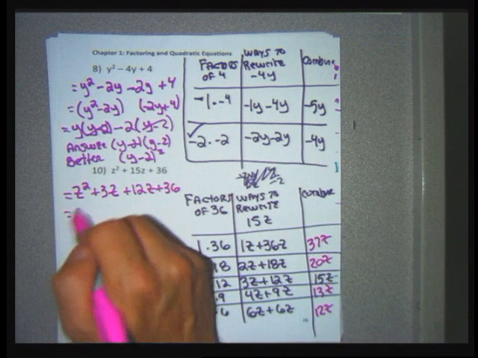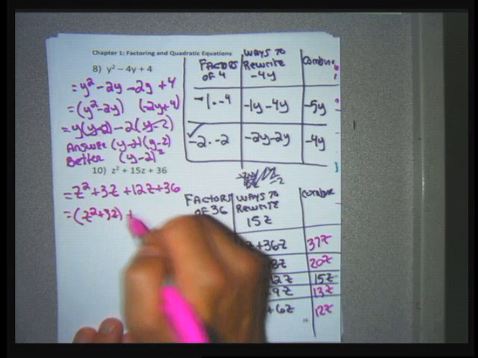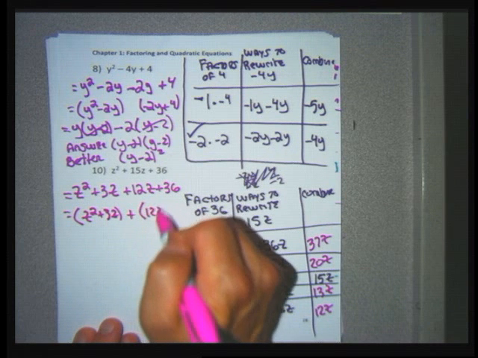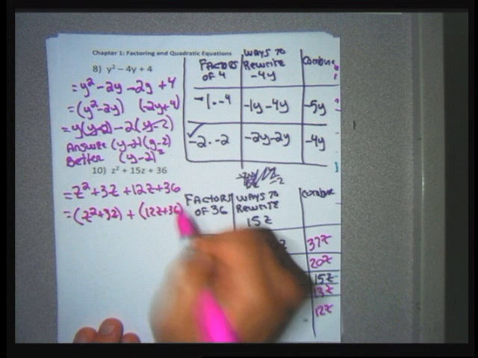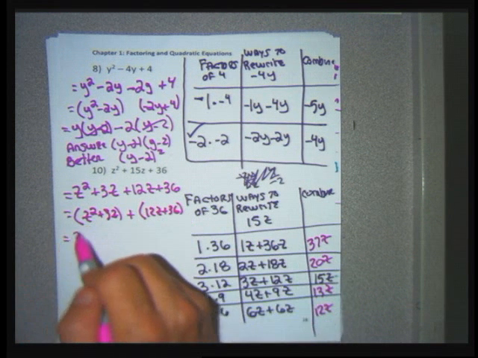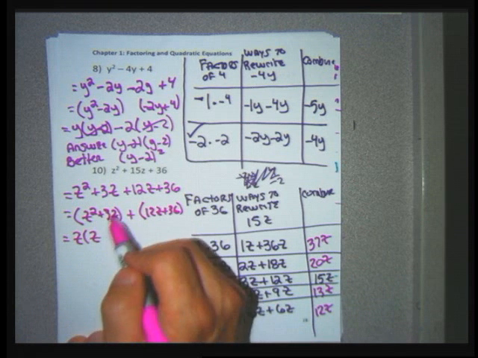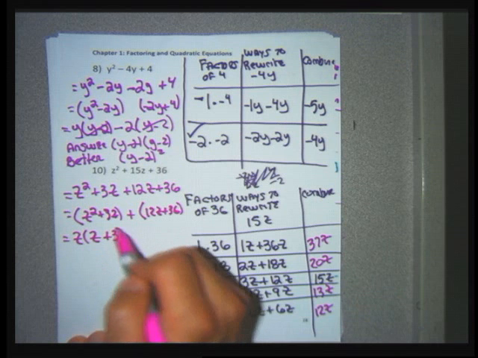I'm going to factor by grouping and go z squared plus 3z plus 12z plus 36. First pair, there's a common factor of a z. When I factor out the z, I take 1z away from the z squared, I'm left with a z. I take 1z away from the 3z, I'm left with a plus 3.